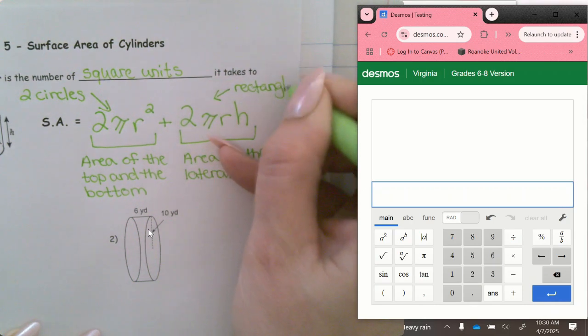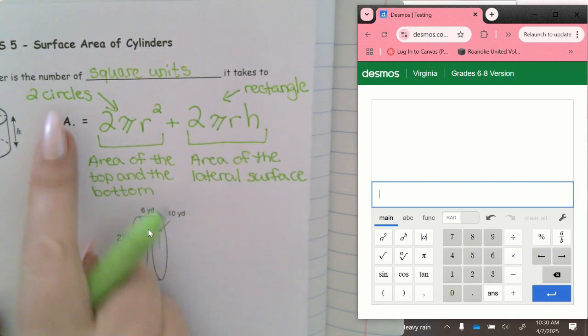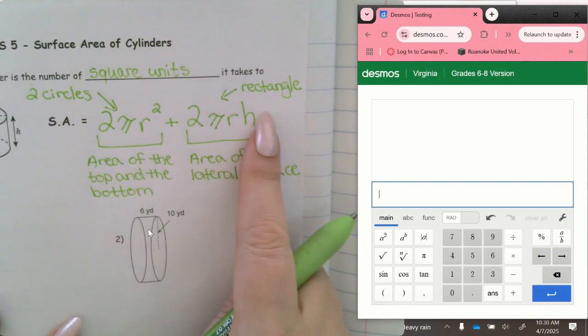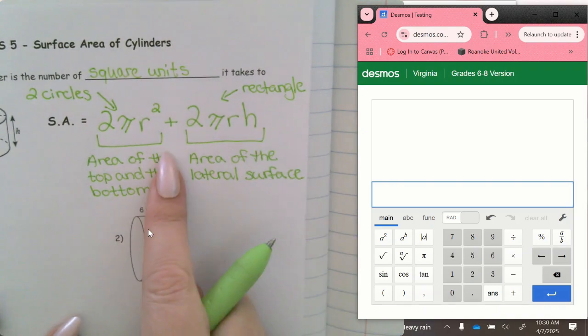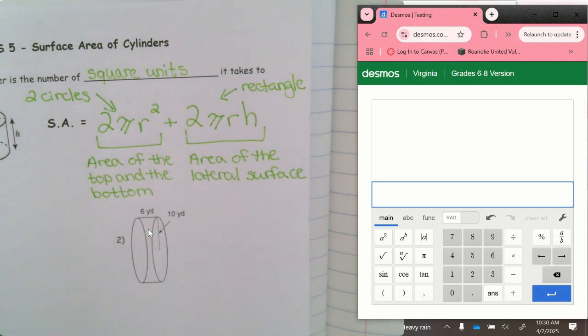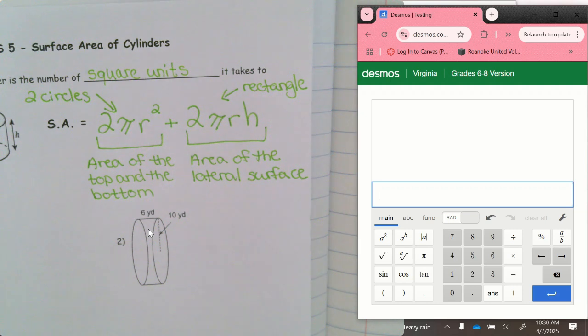So you're finding two different areas. You're finding the area of the circles, you're finding the area of the rectangle that wraps around the circles, and then you're adding them together. That is the surface area for the entire cylinder. There are instances, and we'll see a couple examples in our notes, where you are not going to use the entire formula because you're not covering the entire cylinder with something. So that's why it's important to know what the different parts of the formula represent. That way you can figure out what part you need and what part you don't need, okay?